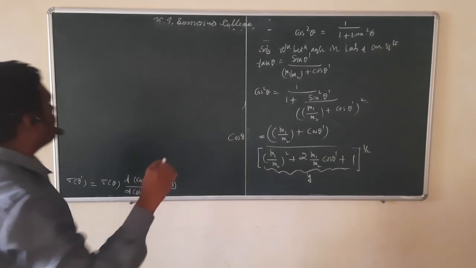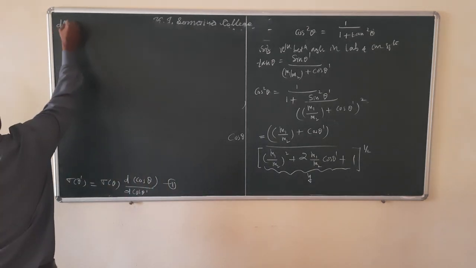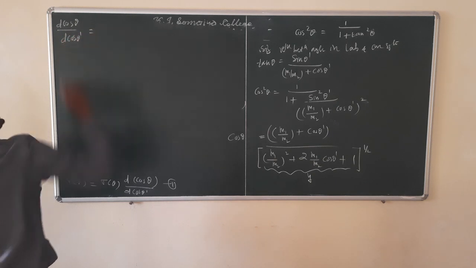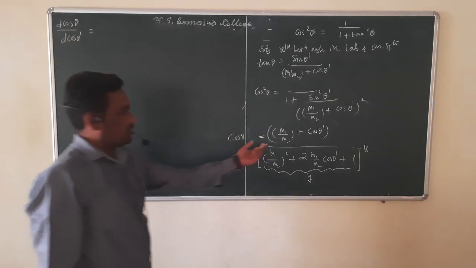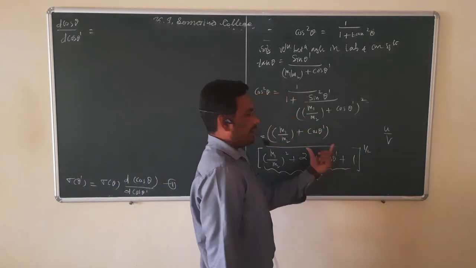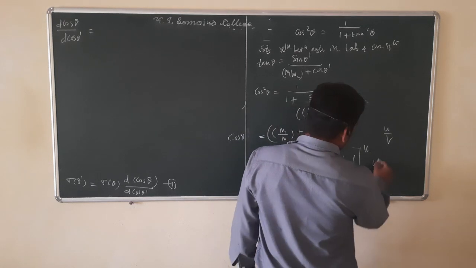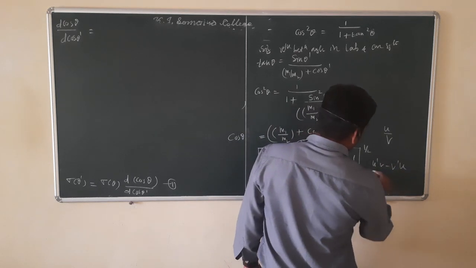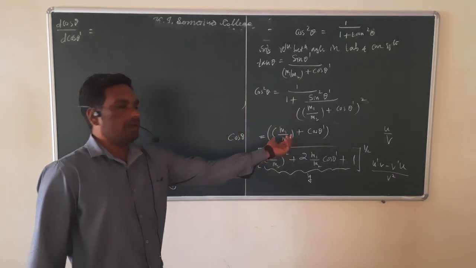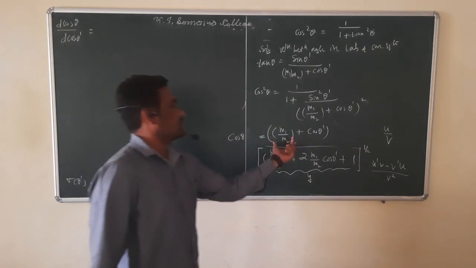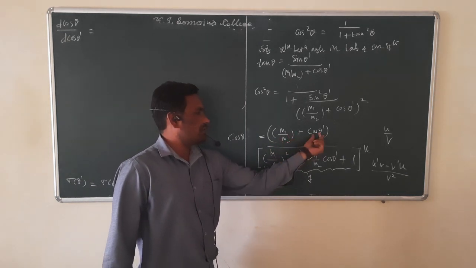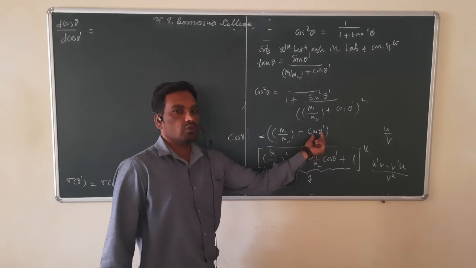so the derivative of cos theta with respect to cos theta dash is equal to, see here we have to use the quotient rule, u upon v. So how will we find the derivative of u upon v? So that is u dash v minus v dash u upon v square. So u dash means the derivative of the numerator. Now here the derivative of this term with respect to cos theta dash. So if you differentiate this term with respect to cos theta dash, that becomes 1.